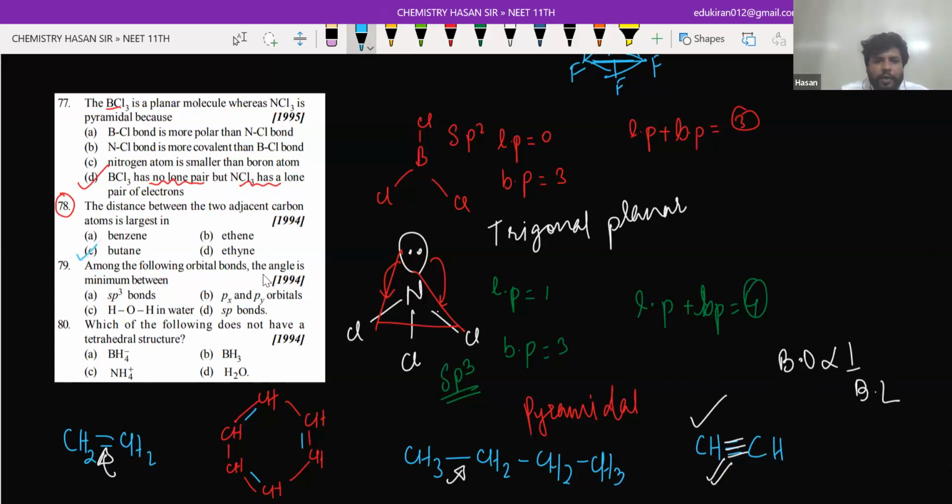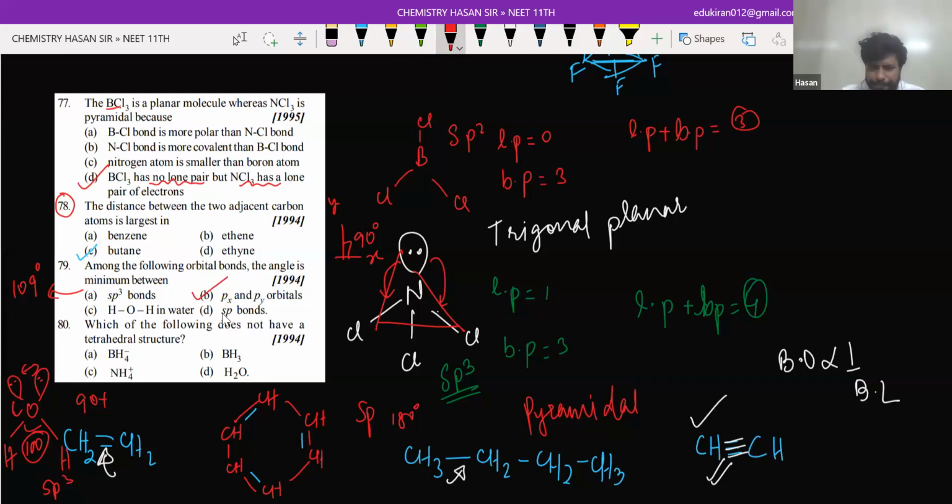For this, among the following orbitals, the angle is minimum in between. sp3 bond angle is 109 degrees 28 minutes. px py, that means this is your x, this is your y, so it will be 90 degrees. In H2O, the hybridization is sp3, but it is not 109 degrees due to the repulsion between lone pair and lone pair, and lone pair and bond pair. It comes out to be approximately 104 degrees. And for sp, that means linear, so it will be 180 degrees. So the lowest will be 90 degrees, px and py.